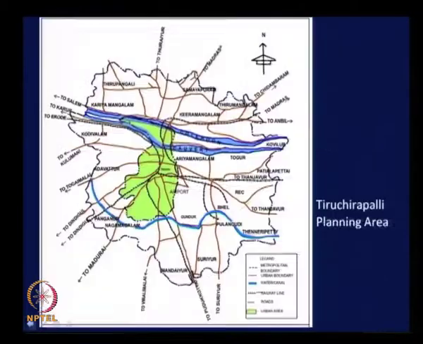So this is how the study area looks. The green colored portion is the urban area. The boundary of the green colored portion is the municipal administrative boundary, and the outer boundary indicated here is the planning area boundary. This implies that we collect information about socio-economic characteristics and transport system characteristics in the whole of the area bounded by the outer line.